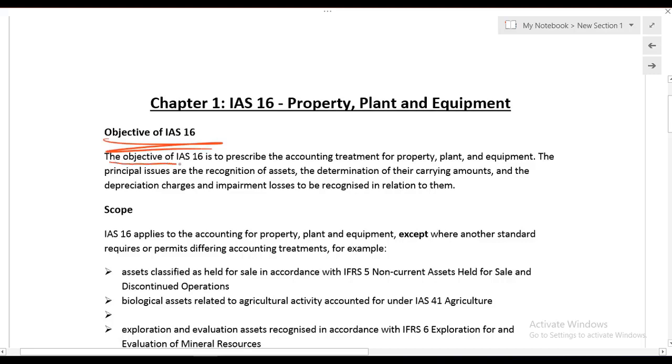The objective of IAS 16 is to prescribe the accounting treatment for property, plant and equipment. The principal issues are recognition of the asset. When do I need to recognize the asset? Determination of the carrying amount. How to decide the carrying amount, and depreciation charges, impairment losses to be recognized in relation to them.